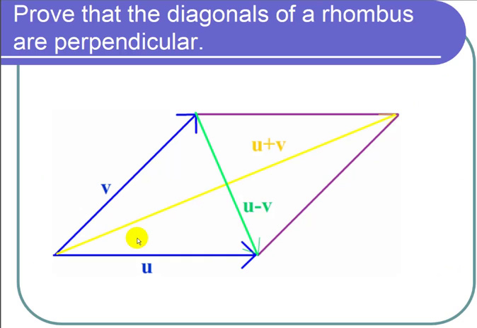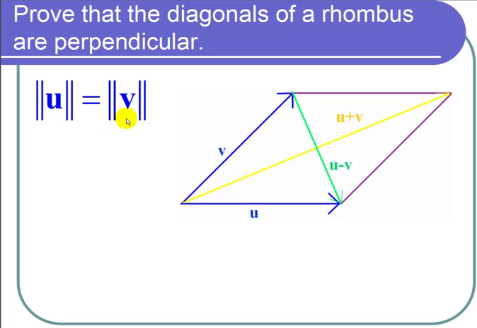So I have a rhombus, and I'm going to think of this rhombus as being a parallelogram generated by adjacent vectors u and v. Then the diagonals of this rhombus will be this vector here, which is u plus v, and this vector here, which is u minus v. Now, since this is a rhombus, rhombuses have equal length sides. So that tells us that the magnitude of u and the magnitude of v are equal.